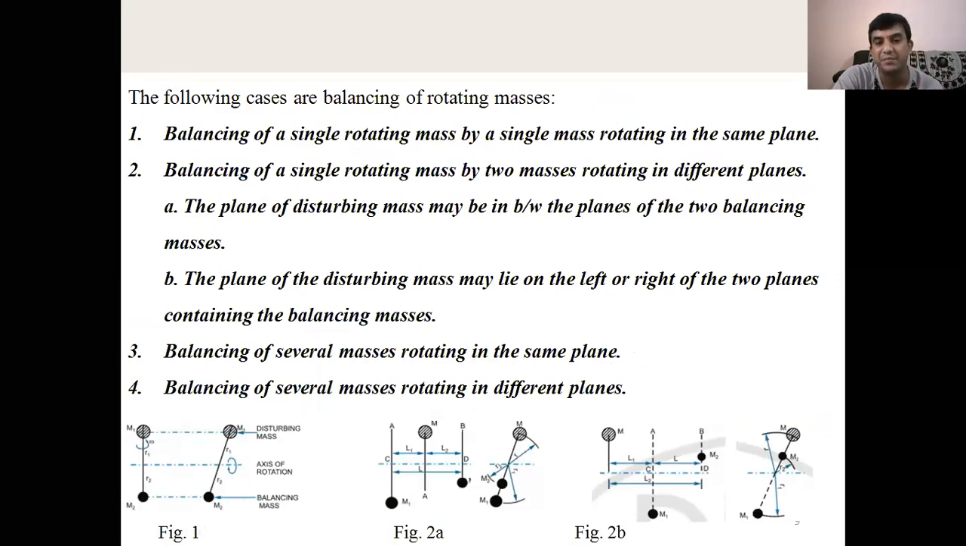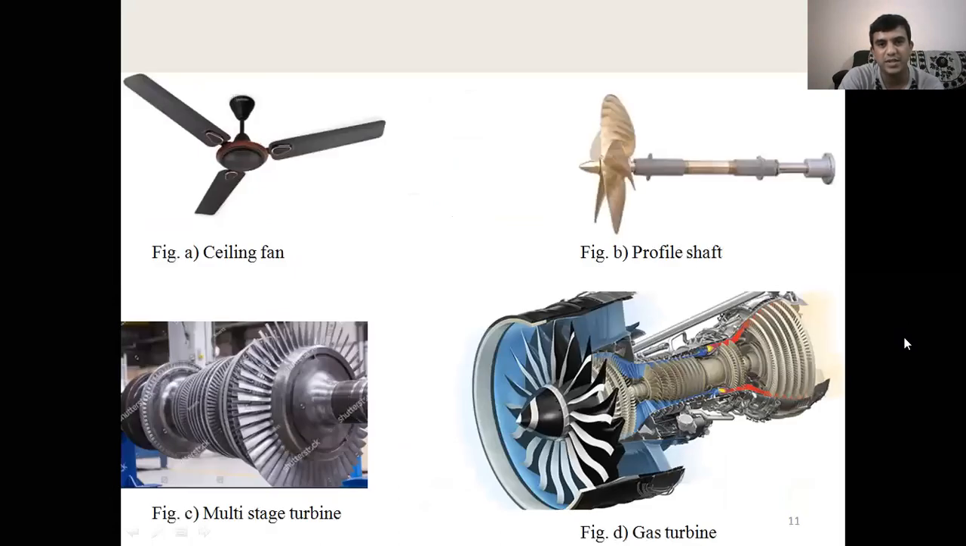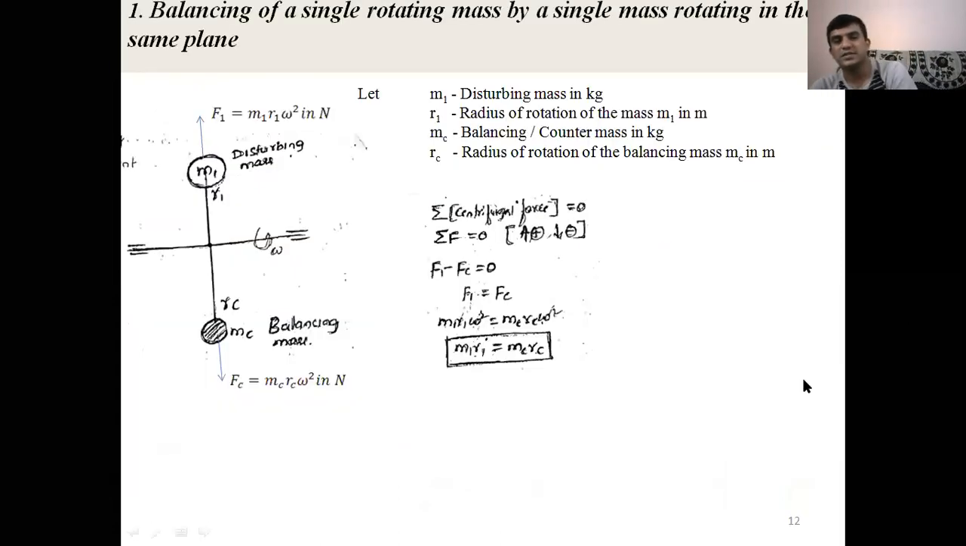The best example I can give: take a ceiling fan, or you can see the gas turbine wheel. Once you start rotating, each passage and each component is located in the same plane. And balancing of several masses rotating in different planes means, for example, a multi-stage compressor or multi-stage turbines. These are some of the applications. Now we'll study step by step how to make it balance.